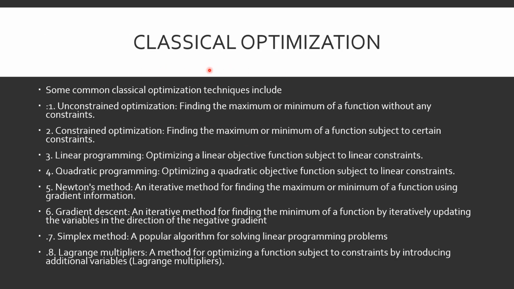So we are still on classical optimization. Some common classical optimization techniques. There are several classical optimization techniques, but for this lesson we are going to consider unconstrained optimization. That means finding the maximum and minimum of a function without any constraint. We have constrained optimization, which is the opposite of unconstrained optimization. We have linear programming, quadratic programming, Newton's method, gradient descent, and the simplex method. We also have the Lagrange multipliers, which is a method for optimizing a function subjected to constraints by introducing additional variables.